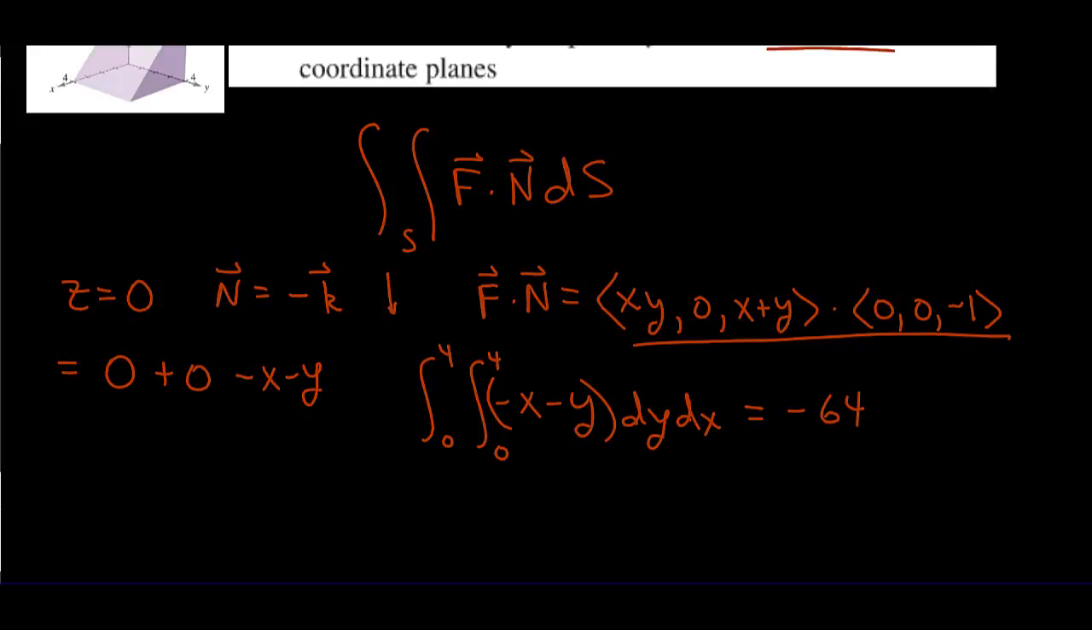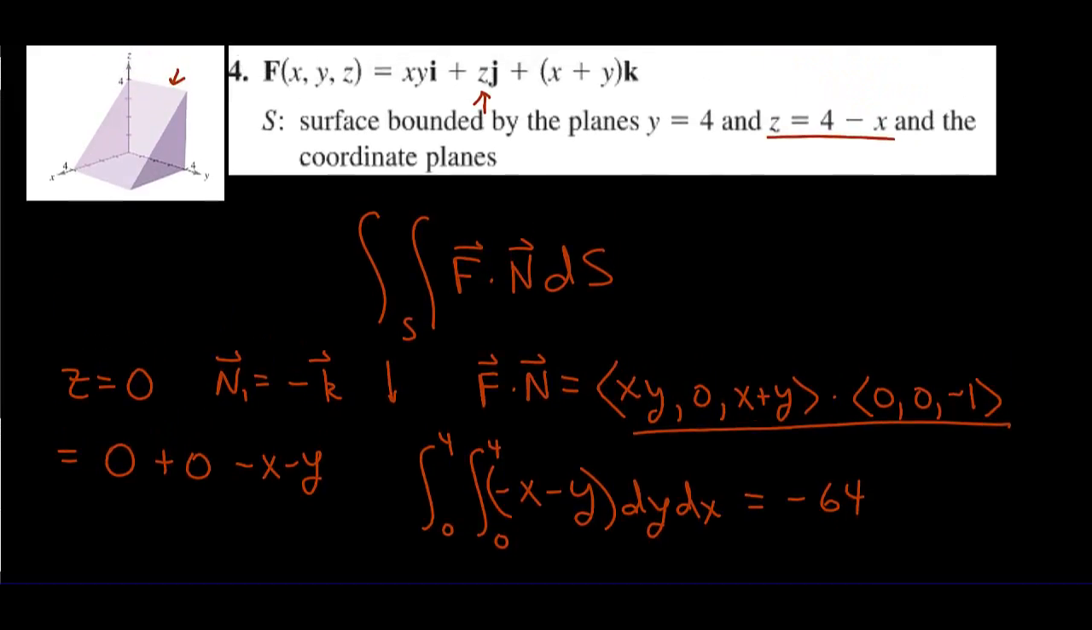Okay, so that's the first normal vector. I'll just call that n1. So for n1 we get negative k. And to save time, I just didn't go through the integration here, but you know how to do that. Now, for the next one, remember we've got 5 of these surfaces to consider. And each one we do in this same way.